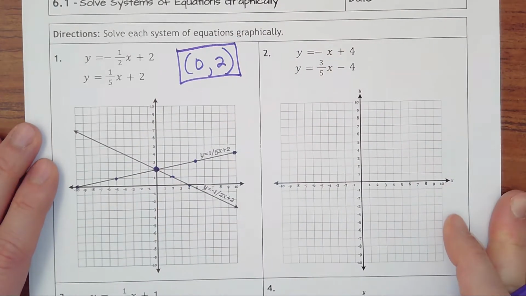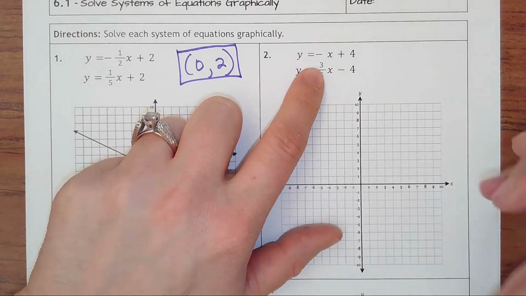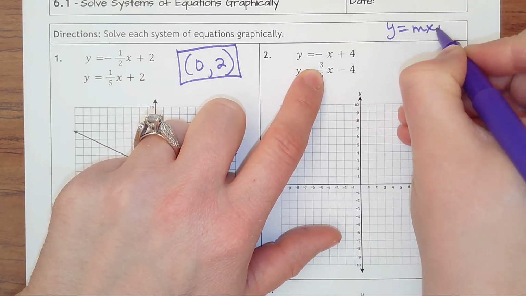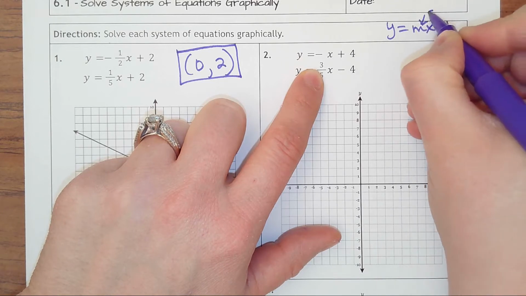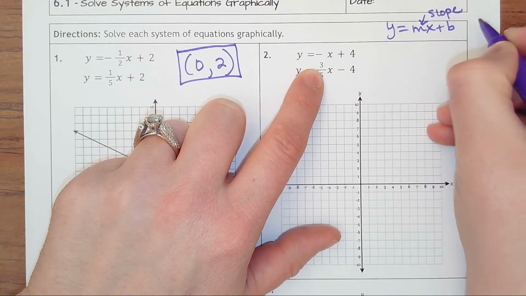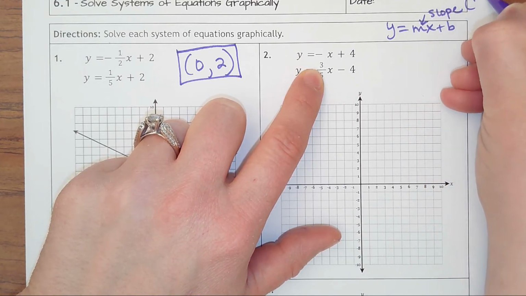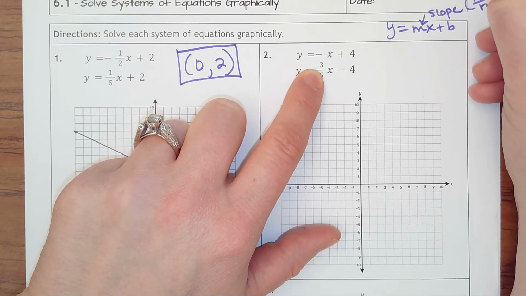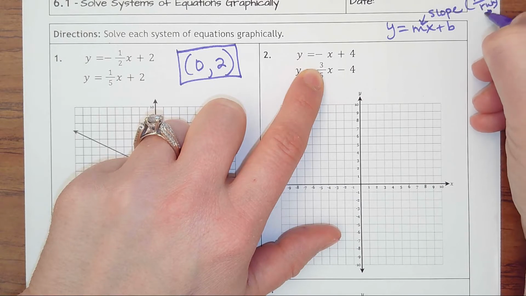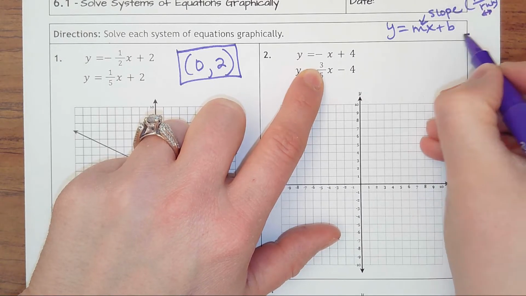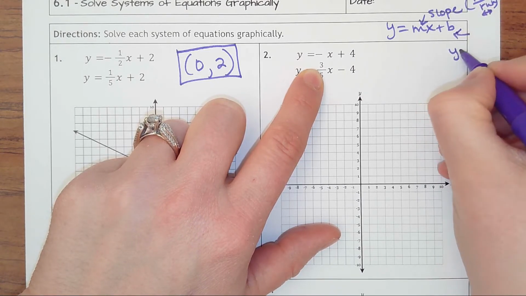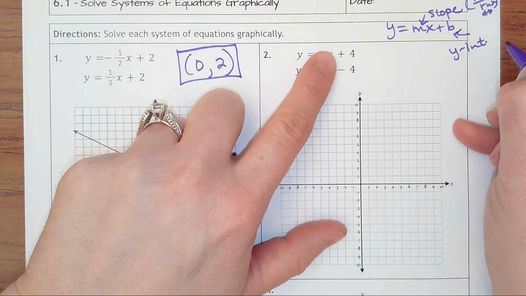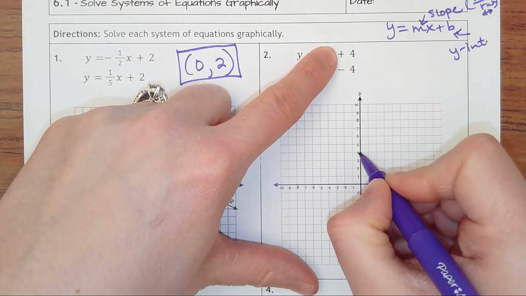All right, number 2. Hopefully you remember from Algebra 1 how to graph these. These are in the form y equals mx plus b. The number in front of x is always your slope, which is going to be a rise over a run, meaning a vertical movement before a horizontal movement. And then this b, or this constant, is going to be your y-intercept. So we always start with the y-intercept first. That would be at positive 4. I'm going to put a point.